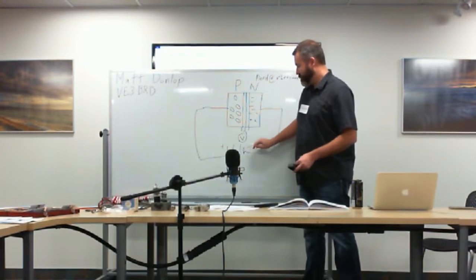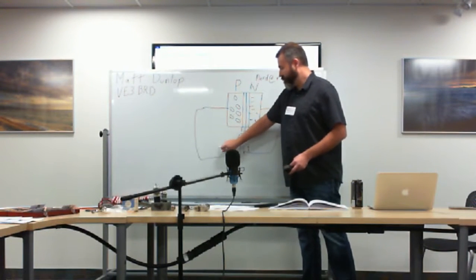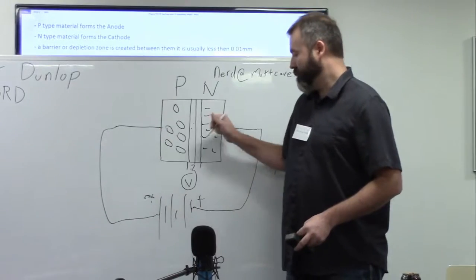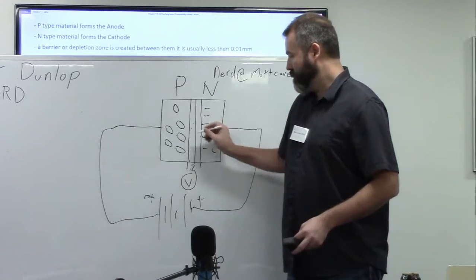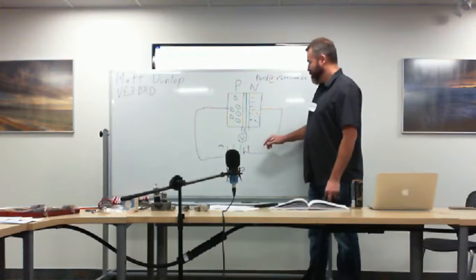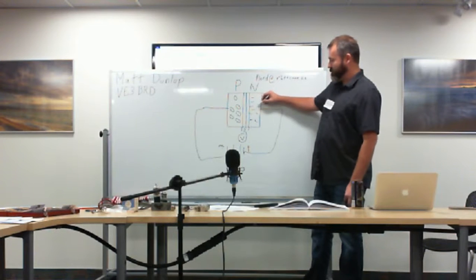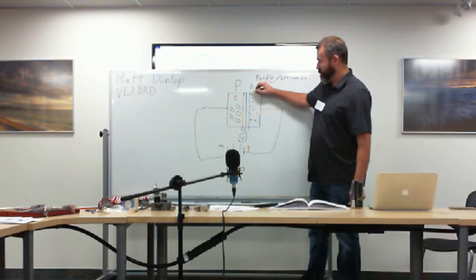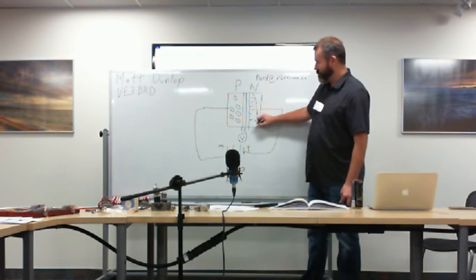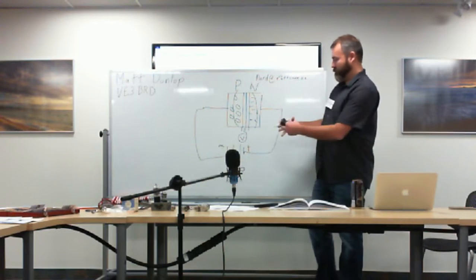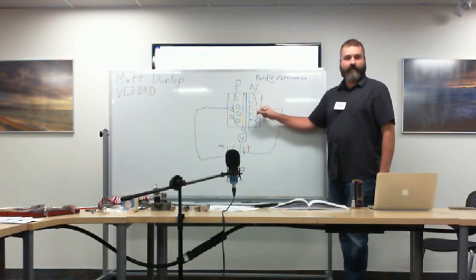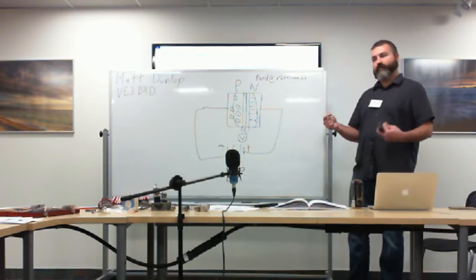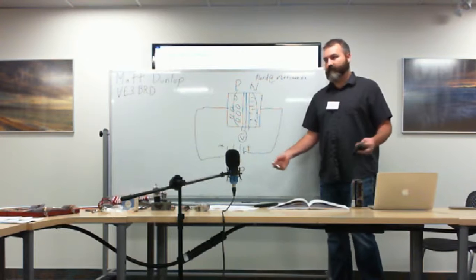However, if we reverse this, we make this negative, the negative will cause, I guess we're going to call it pressure, because the positive will want to draw these electrons towards it, and likewise the other side. This will actually cause the depletion zone to expand, because it's going to draw the electrons out, and in that respect it actually cuts off the flow of electricity. So a diode will allow electricity to flow in one direction and not the other.